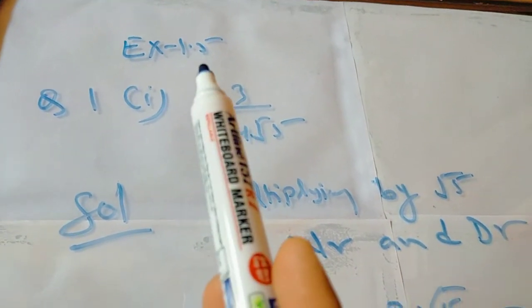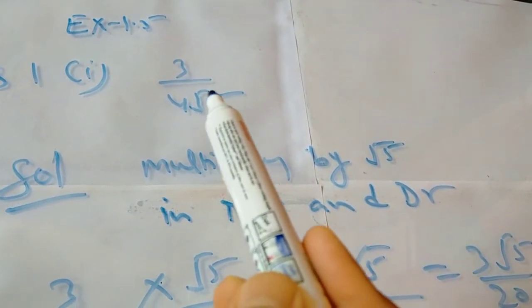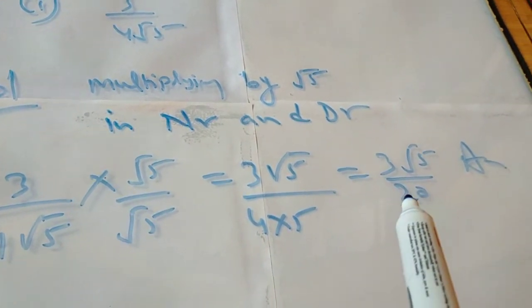Now look at this question. It is given 3 upon 4 root 5, exercise 1.5, first question, first part. Here we cannot use the conjugate. The irrational number is root 5. So we will multiply by the irrational number only, in numerator and denominator. We are multiplying by root 5 and dividing by root 5. So it will give 3 root 5 upon 4 into 5, because root 5 into root 5 is 5. So 20. So 3 root 5 upon 20 is the final answer for this.